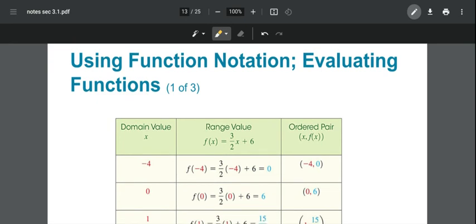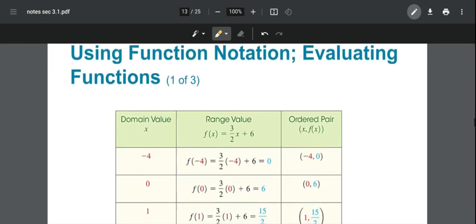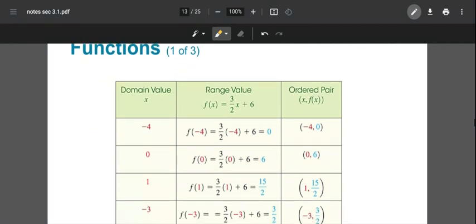So on the next slide, I'm showing you how to use function notation to evaluate a function. So we have a function. Again, originally that was y equals 3 over 2 x plus 5. Since we're dealing with functions, we replace y with f of x. We want to evaluate this function for x equals -4, 0, 1, and -3. So we substitute x in the function equation with the given value.